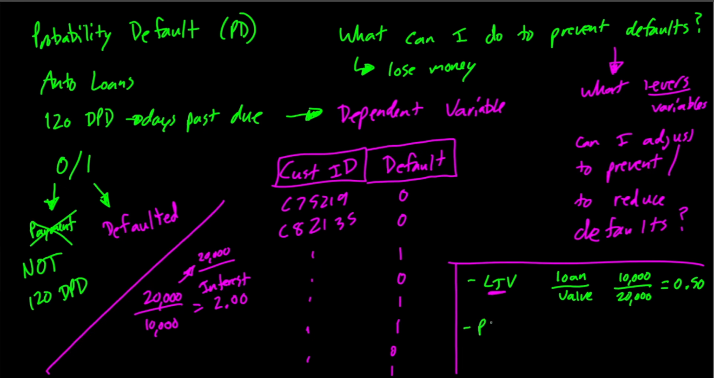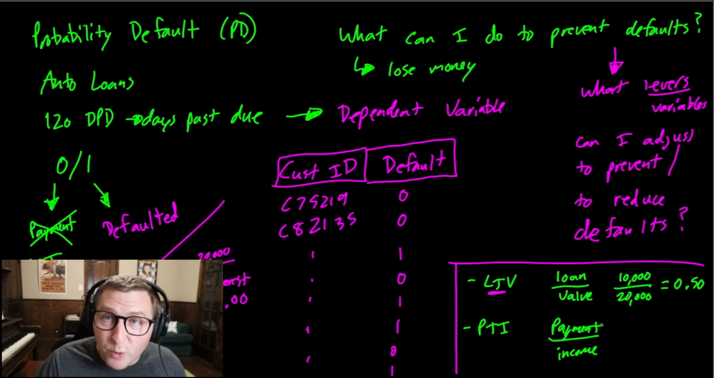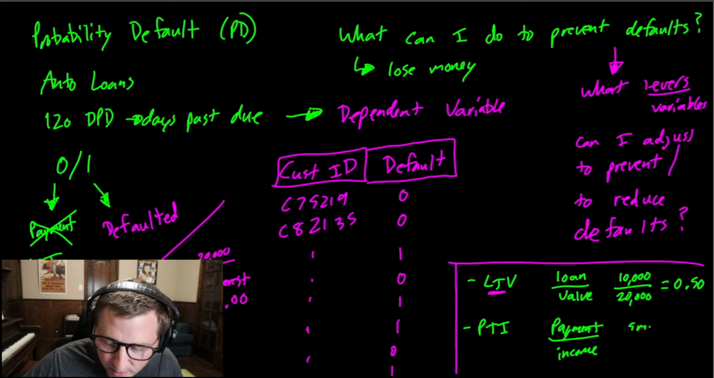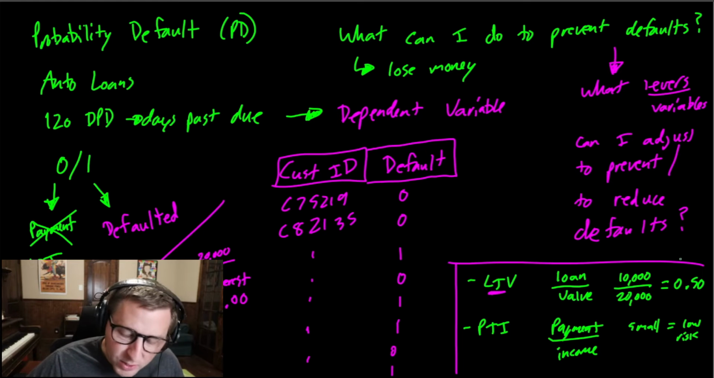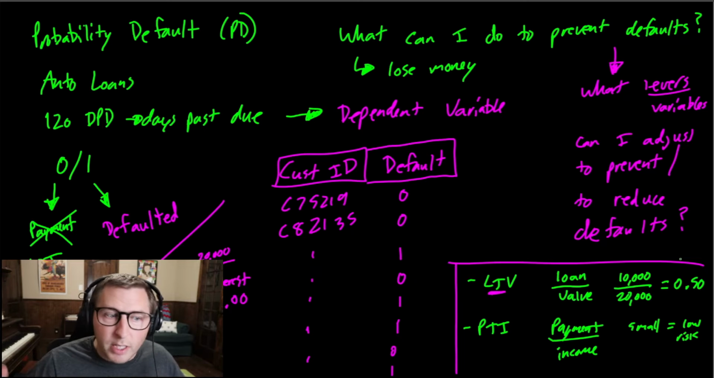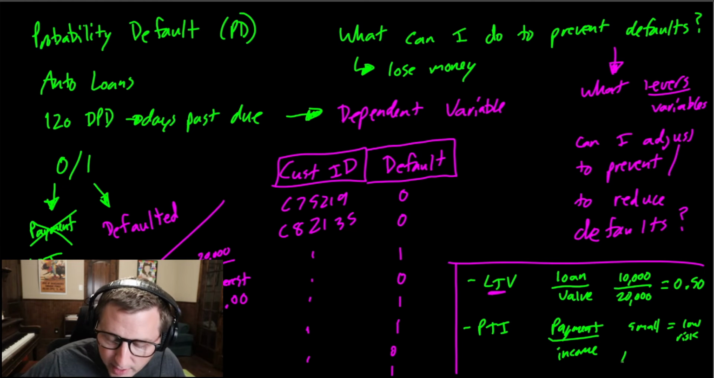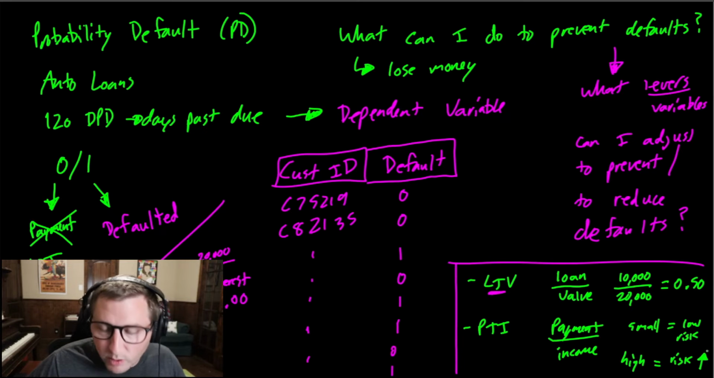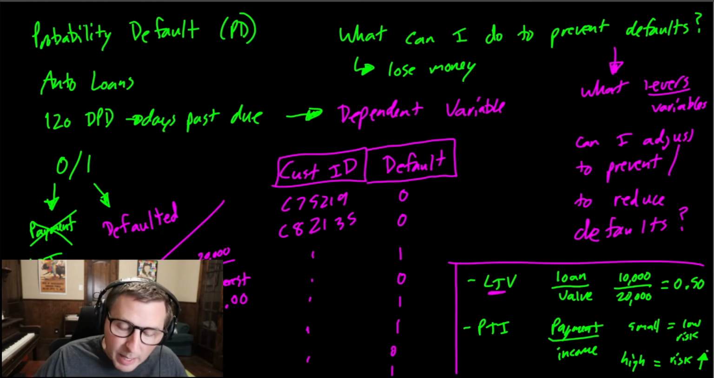Now, another possibility, let's say, is PTI. This is payment to income. So this should be fairly obvious, right? If your payment on your loan is very small and your income is very large, this is going to be equal to a low risk. Or more specifically, this is going to be a low PD, low probability of default. When your payment is huge and your income is small, this is going to be a high risk. So when this is high, risk is going to be high as well. Or more specifically, because we're going back to this problem here, I'm defining risk as probability of default, and so PD is going to be high.